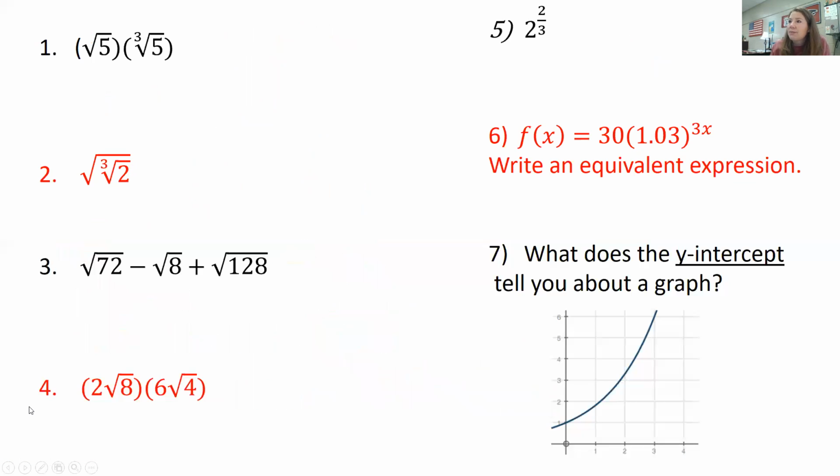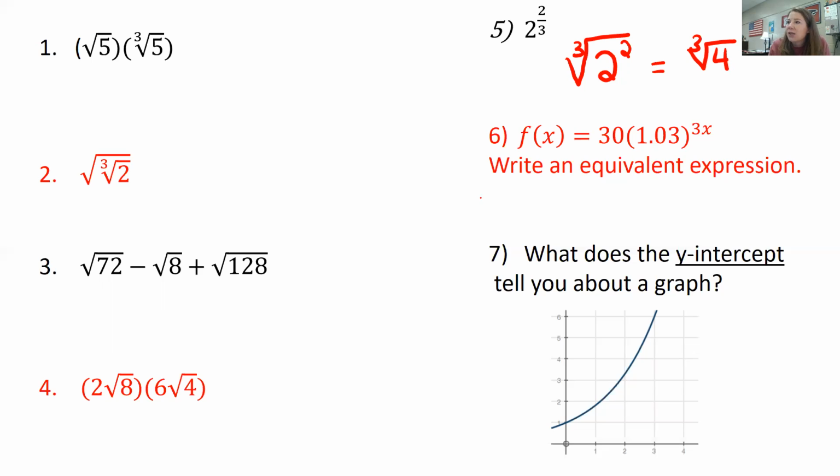All right, now we're going to do number 5. I know I don't have any directions on there, but we want to rewrite this as a radical. Just like we did on number 1, kind of the opposite. The numerator stays with the base. So the numerator of 2 stays with the base, and the denominator becomes what goes right there. Now that's not quite simplified yet because we can square 2. So the final answer is the cube root of 4.